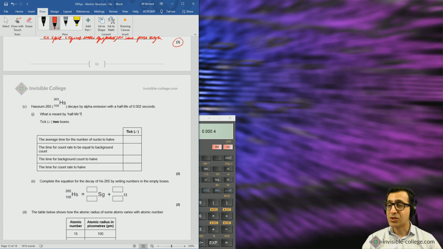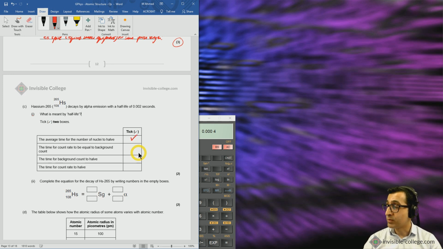So in this part of the question, it's the average time for the nuclei to halve, because again, if you take 2 samples of the same radioactive material, they may have slightly different measured half-lives, but if you take many samples of that radioactive material and you measure the average time for the count rate to halve, that's a more precise measurement of the half-life of that particular isotope.